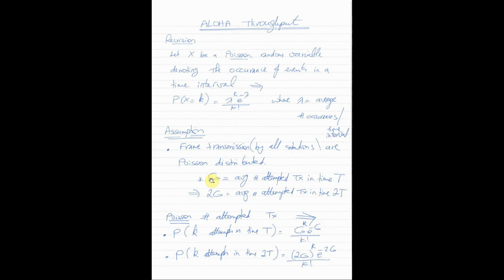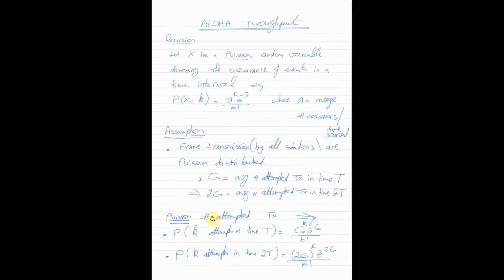If this is true, what is the value 2G? If I multiply this by 2, what does it give us? Obviously, it gives us the average number of attempted transmissions in time 2T. Simply speaking, if during time T, G is the average number of attempts, then during time 2T, double of that time, 2G gives us the average number of attempted transmissions, but in time 2T.